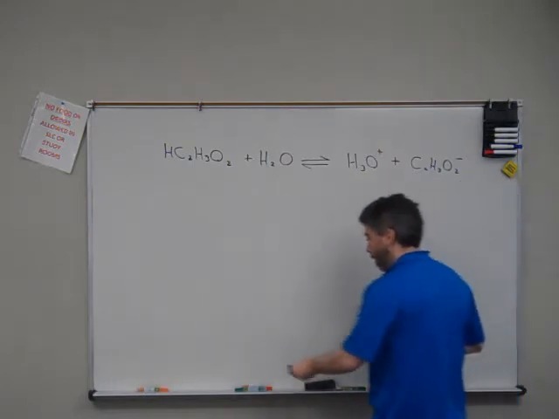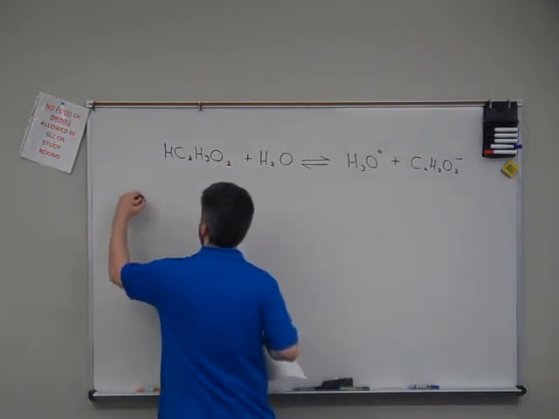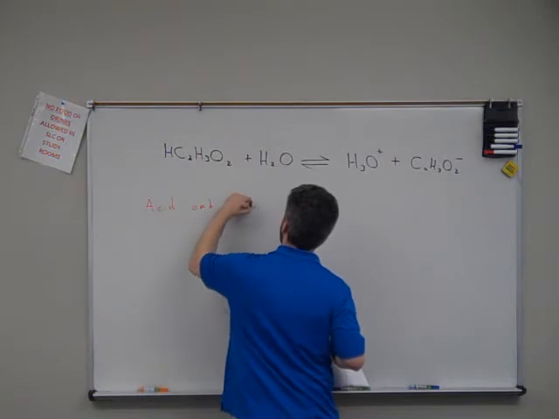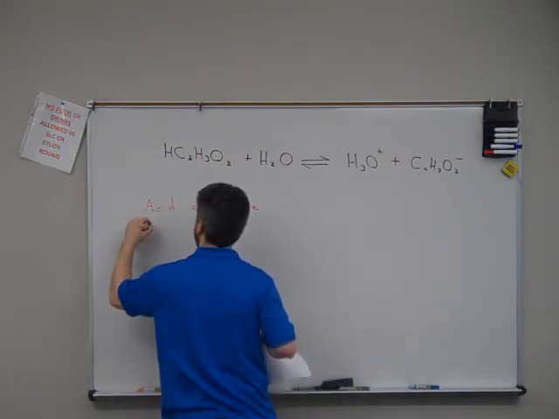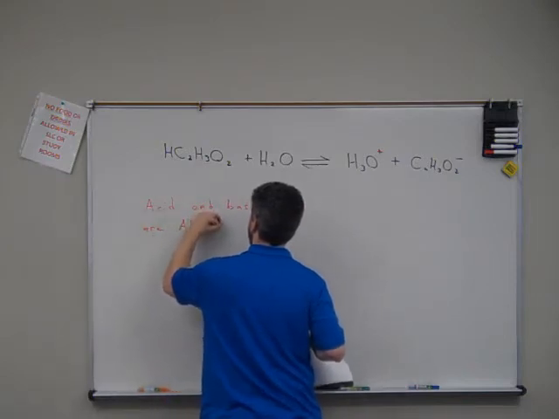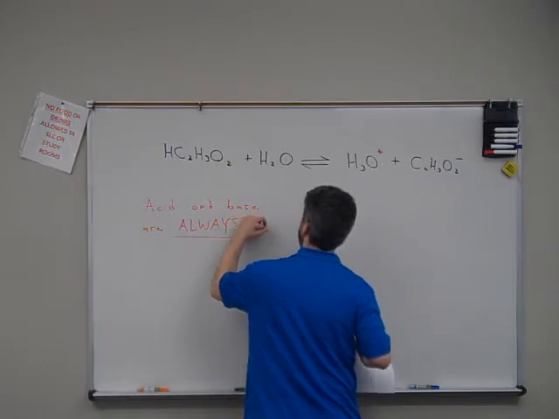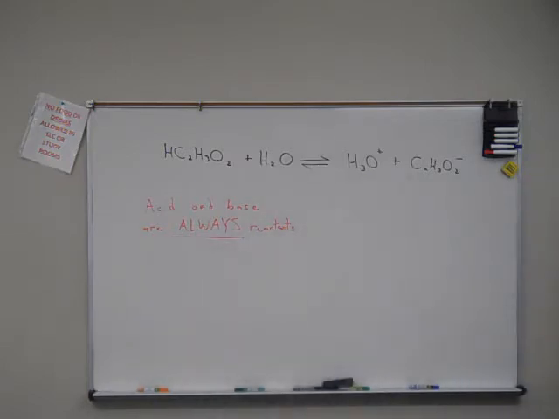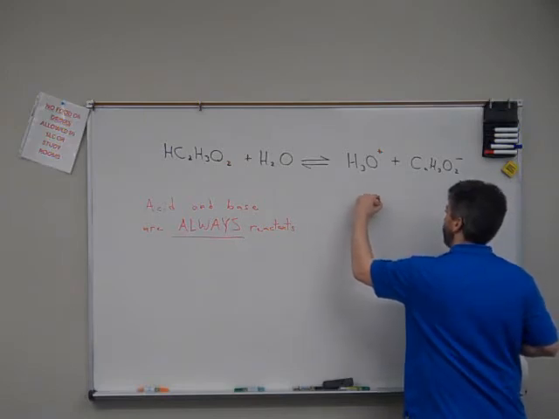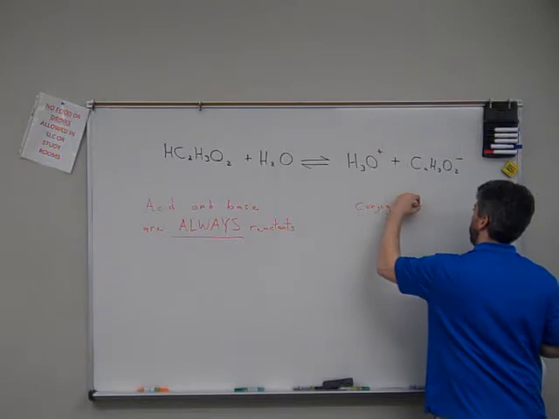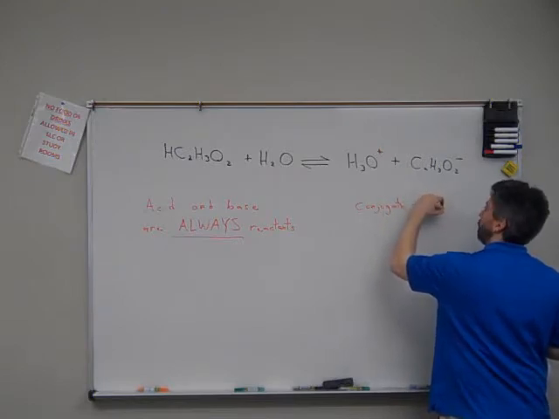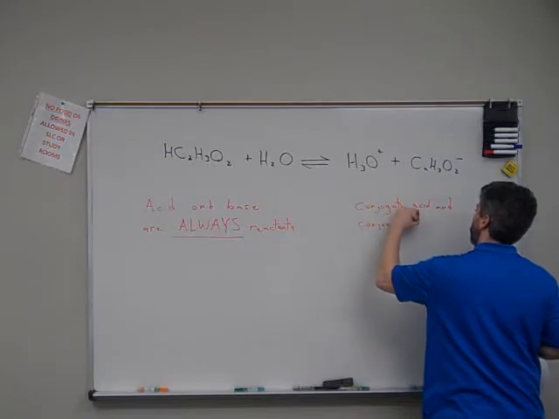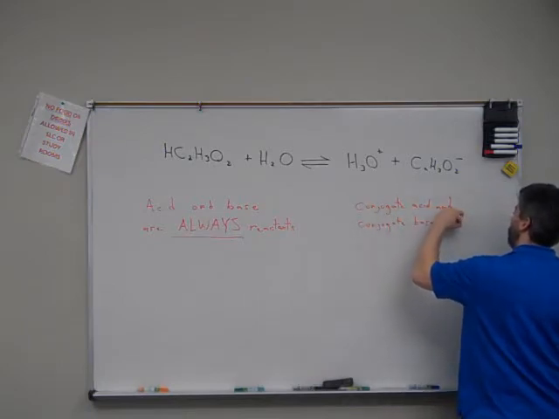So, first of all, let me emphasize the point that the acid and base are always reactants. The acid and the base are always your reactants. The conjugate acid and the conjugate base are always products.